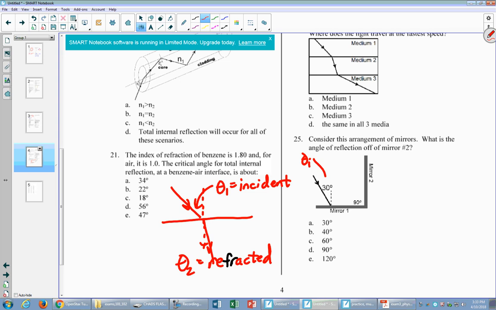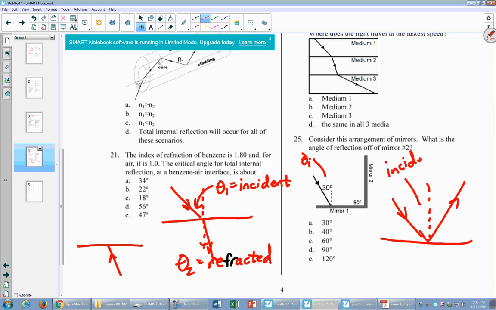So what if it goes this way instead of going down? Oh, well, that would be reflection. If it's like this, this is my incident angle, and this is not refracted, it's reflected.